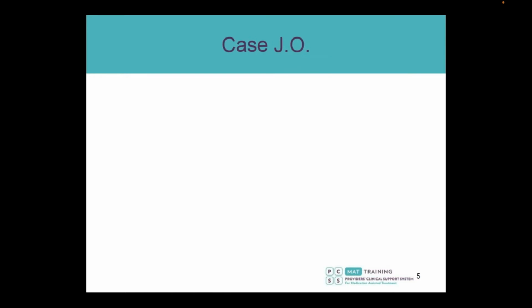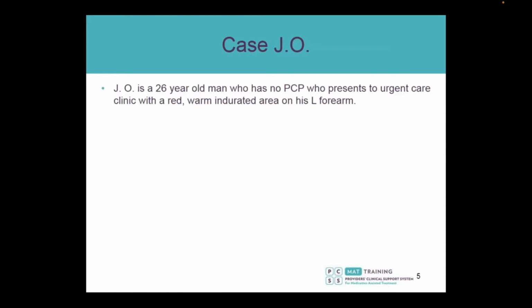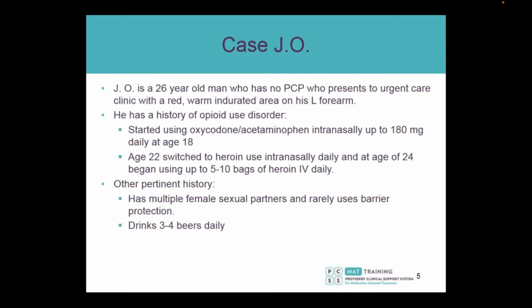So we're going to start today's activity with a case which we'll revisit throughout the module. The case is patient J.O. He's a 26-year-old man who has no primary care physician who presents to urgent care clinic with a red, warm, indurated area on his left forearm.